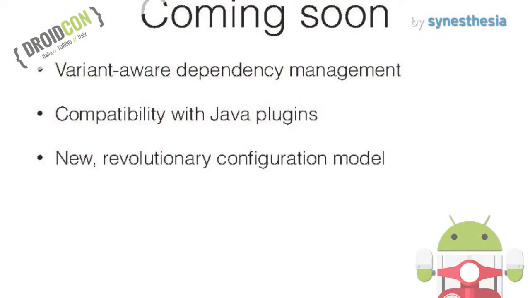What's coming soon? As I mentioned before, this variant-aware dependency management, really important. Also being compatible with the Java plugin. Right now, if you want to use checkstyle or something, there is a checkstyle plugin, but it's specifically for Android, and it's not the normal Java one. It's because the Android plugin is not based on the Java one, but that will be changed as well.